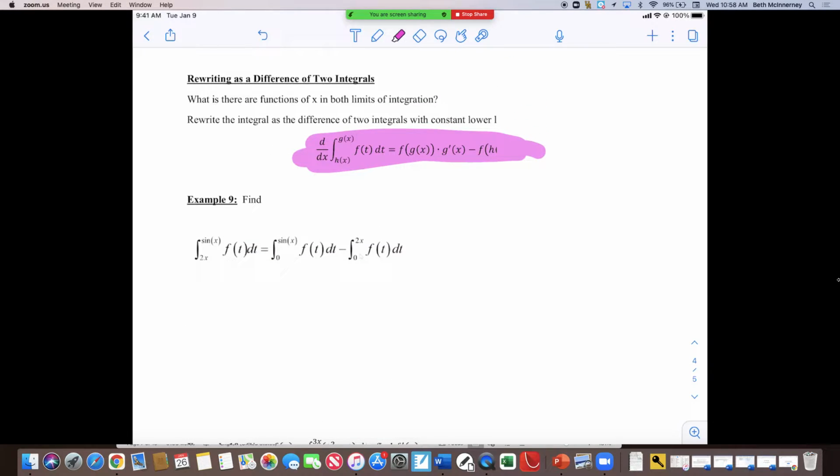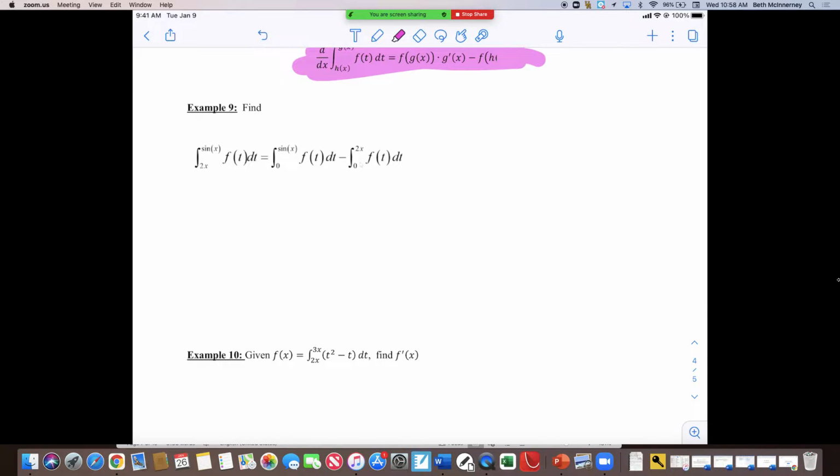Can you see the whole thing on your screens? All right, so what I want you to do is we're just going to cross this out. So here's what you would do. You would take f of the top times the derivative of that top minus f of the bottom times the derivative of the bottom. There is a homework problem just like this one. So don't be alarmed that you can't do any more with it than that.